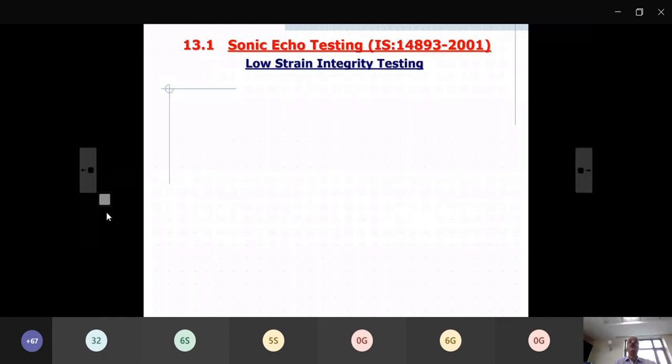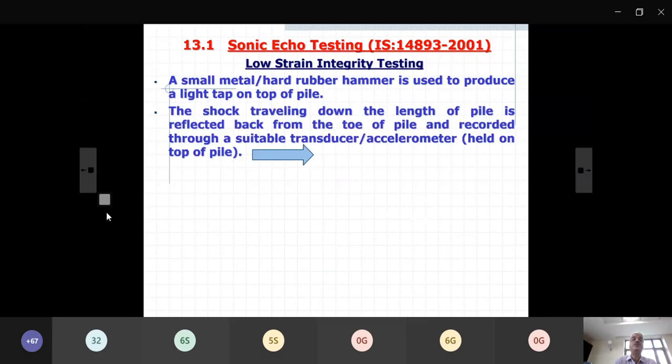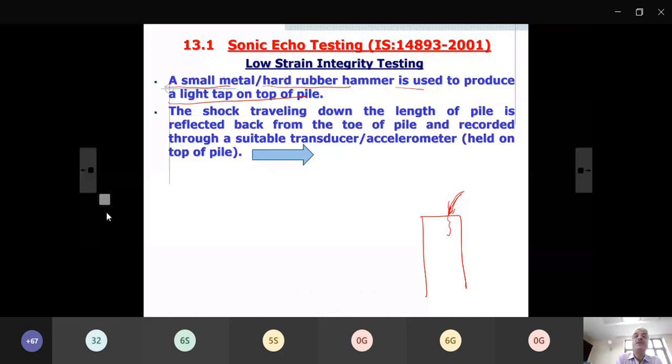So this sonic echo testing is a low strain integrity testing as per this IS code. Here I will show you, a small metal or hard rubber hammer is used to produce a light tap on the top of the pile. A small hammer, I'll show you now, you tap it on the top of the pile with some effort. Then it creates a sonic wave. This wave traveling down the length of the pile is reflected back from the toe of the pile.